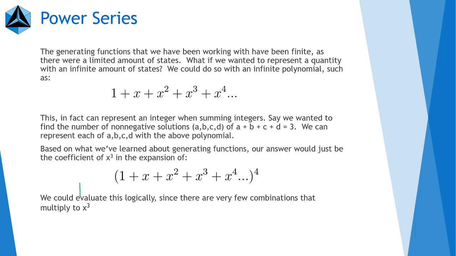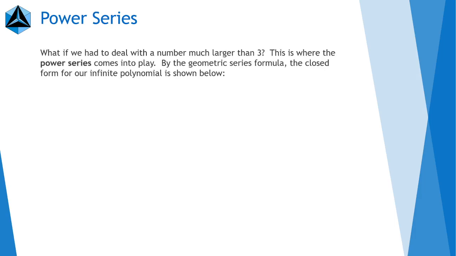Okay, there we are. So the combinations are 1 times x cubed and x times x squared. Those are the only two combinations that multiply up to x cubed. We could calculate this by hand since we don't have to consider all the terms past x to the fourth, but this is possible since 3 is a very low number. What if we had to deal with a number much larger than 3? This is where the power series comes into play.